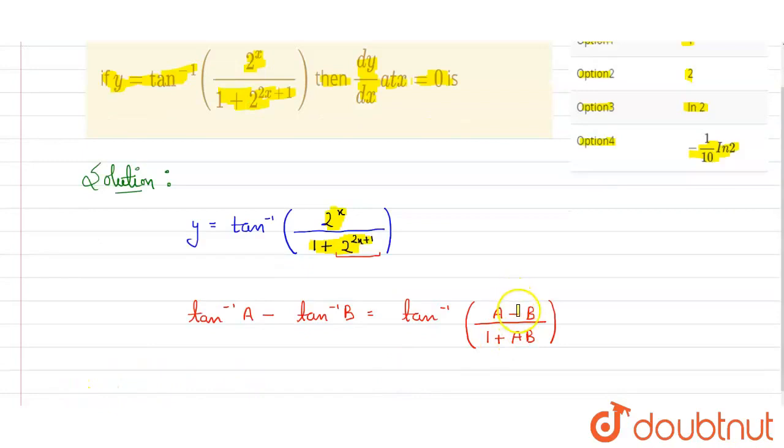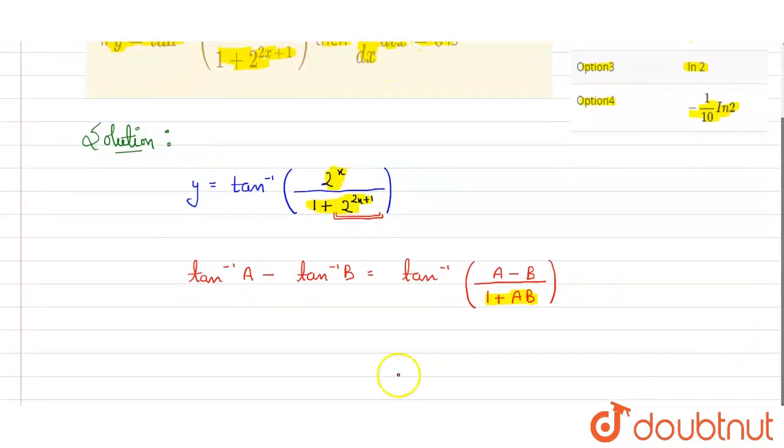So this is the formula for tan inverse a minus tan inverse b. It is (a minus b) over 1 plus ab in the denominator, and here we also have 1 plus ab. So let's break this part which I have underlined, so that we can use this formula. Let me tell you how we'll break it. y is equal to tan inverse of (2^x / (1 + 2^x * 2^(x+1))), since 2 raised to power 2x+1 means 2 raised to power x multiplied with 2 raised to power x+1. We can write it like that.